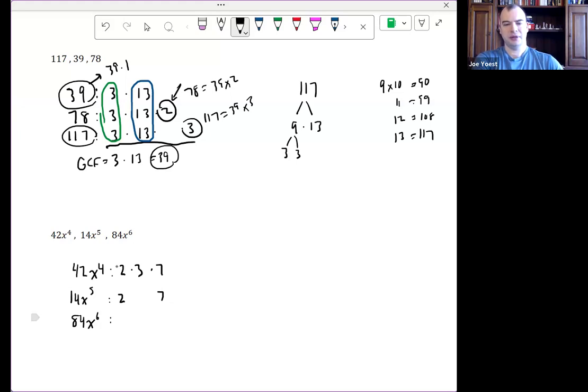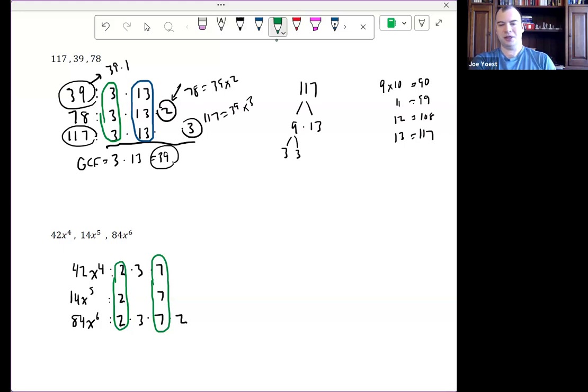And 84, well, I see that 84 is even, so it's going to be 2 times something. 2 times 42, or 2 times 3 times 7 times 2. And I see that, again, just think about the numerical part. I didn't do the x's yet. Just thinking about the numbers, I see that the first 2 and the 7 are common to all three. The 3 is not common to all three. The 14 is missing it. And the second 2 is not common to all three.